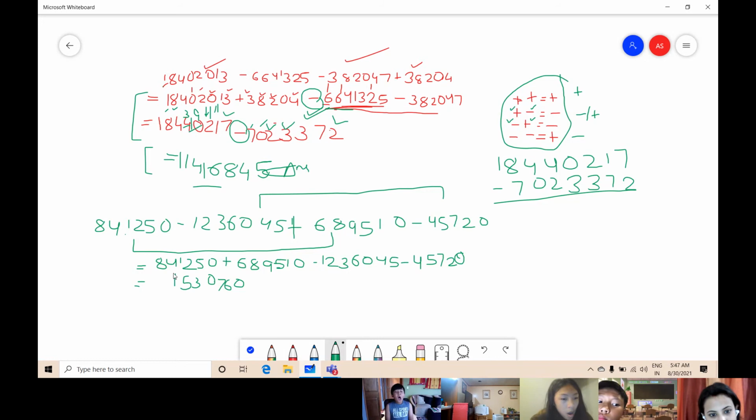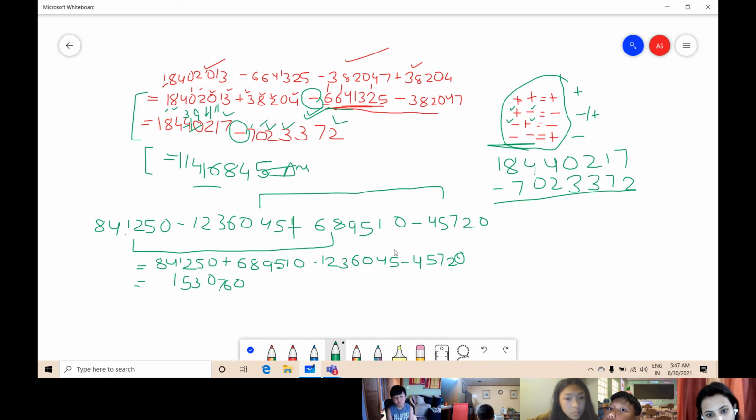Now tell me up to here, is it clear how I've added? Yes. Okay. Now what I will do, here is also minus sign, here is also minus sign. So minus minus plus. See the rule? Minus minus plus. So I will add these two also.